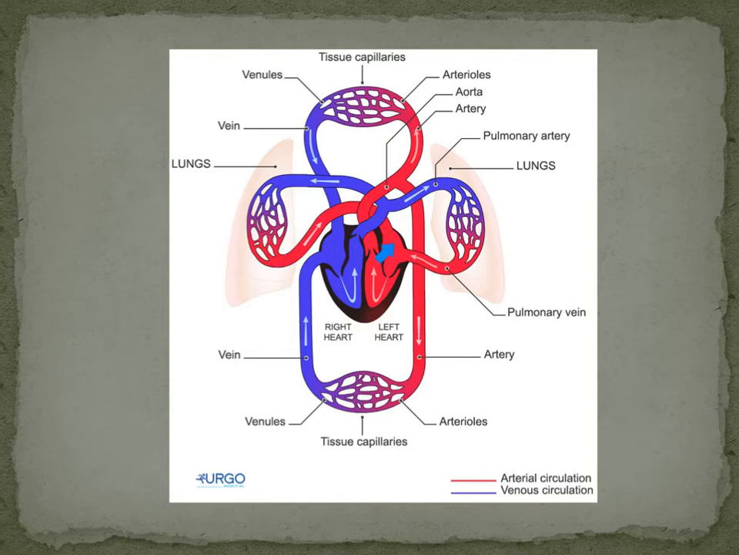pulmonary veins, and then gets pumped out up to the brain, down to the rest of the body, and then back up again. So it's continuously looping, dropping off oxygen at the cells, picking up waste, and then heading back to the lungs for reoxygenation and to get rid of carbon dioxide. So constantly looping around.